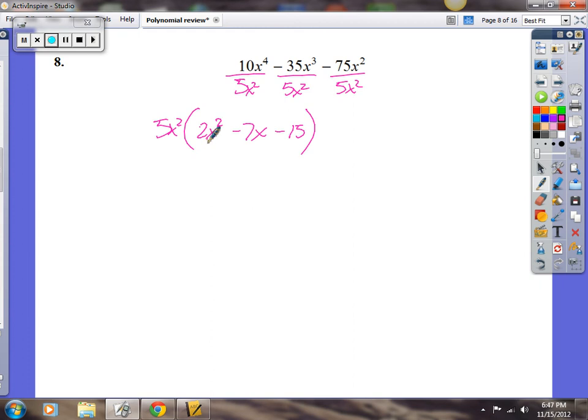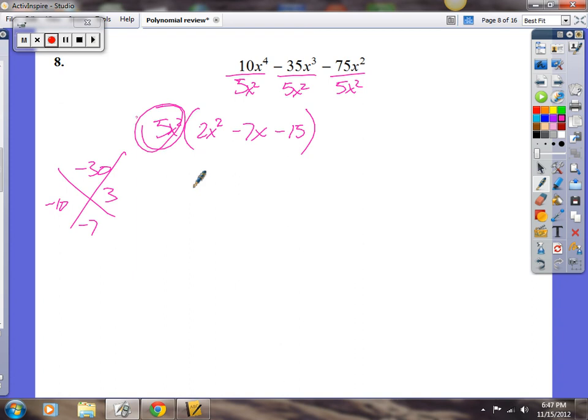So I need to take my first times my last. 2 times negative 15 is going to be a negative 30. So what's going to multiply and give me negative 30, add and give me negative 7? And it is going to be a negative 10 and a positive 3. So I'm going to put this 5x squared in my back pocket. I'm going to hold on to that till the very end.